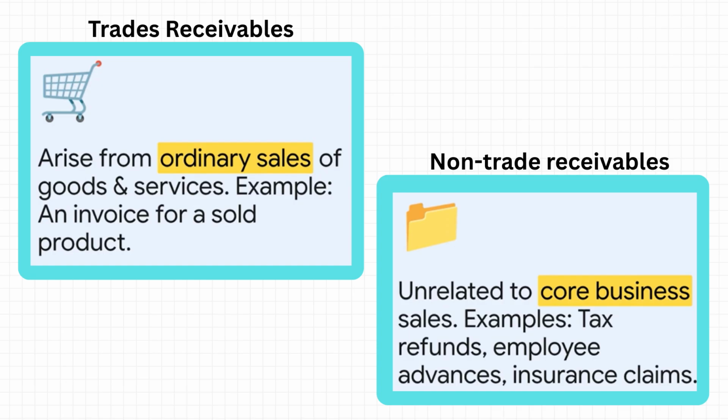But there's also a second category: non-trade receivables. These are amounts that don't come from sales, things like tax refunds from the government, employee advances, or insurance claims. Here's the key: the accounting rules are the same for both trade and non-trade receivables. And one last point here: most companies track receivables in a subledger. This makes it easy to see exactly who owes money, follow up on collections, and turn sales into cash faster.